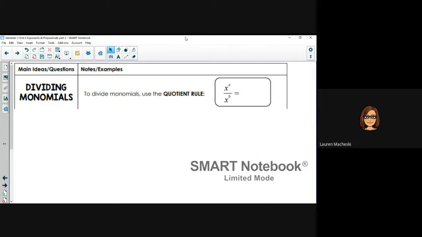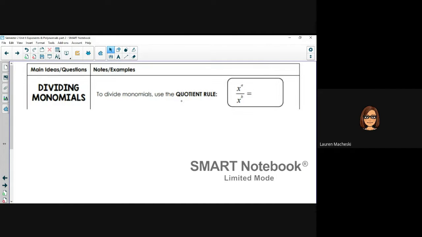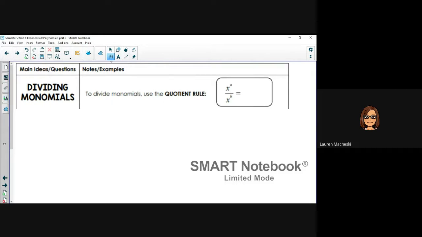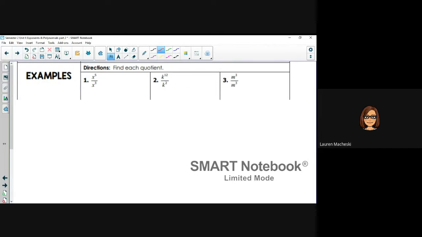Hey y'all, today we are going to divide monomials. And to divide monomials, we're going to use the quotient rule. Now before I go ahead and actually tell you what the quotient rule is, let's see if y'all can figure it out. So let's look at our first question and then we'll come back to the actual rule.